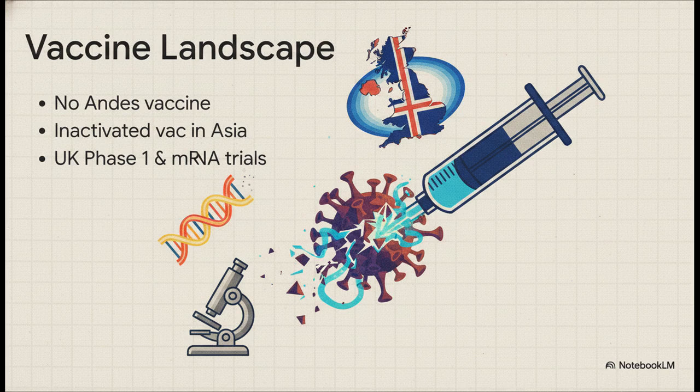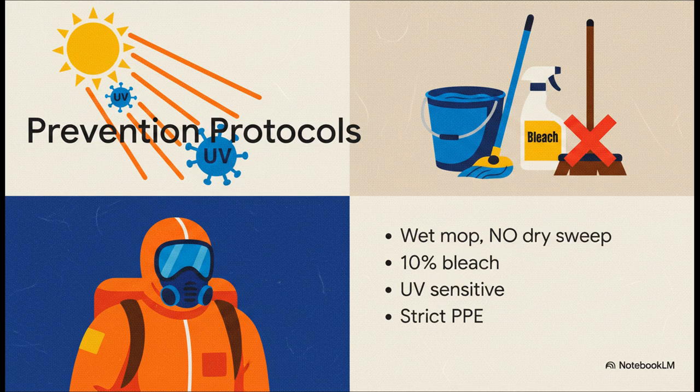The good news, though, is that science is moving fast. There are phase 1 human trials happening right now in the UK, and cutting-edge mRNA vaccine research is actively underway to help close this gaping hole in our medical defenses. Until those vaccines are globally accessible, physical prevention is literally our best and only shield.